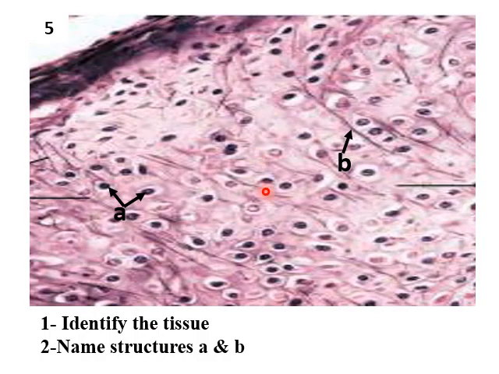Again, this is a cartilage surrounded with perichondrium, and there are fibers. So it is yellow elastic cartilage. A is the chondrocyte, B is the elastic fibers.